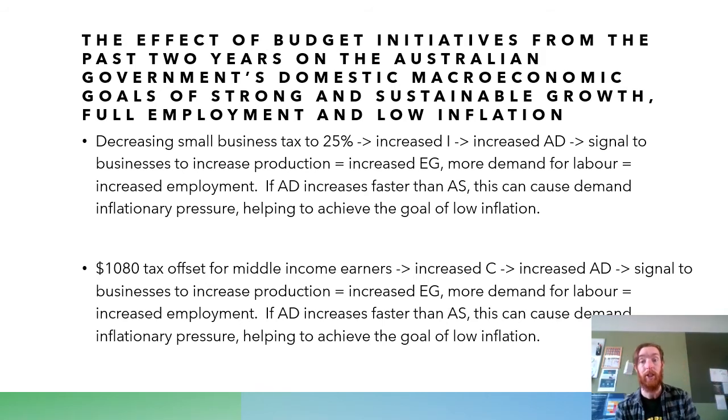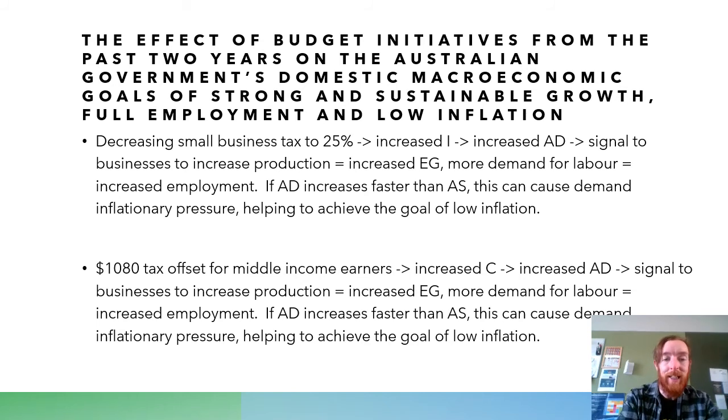If there is increased production, this creates a higher derived demand for labour, which leads to increased employment, making it more likely we achieve the goal of full employment. If aggregate demand increases faster than aggregate supply, this can cause demand inflationary pressure, which can help us move towards the goal of low inflation, as we are currently at 1.1%.